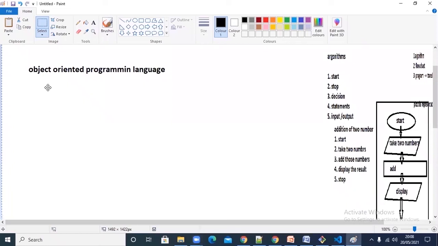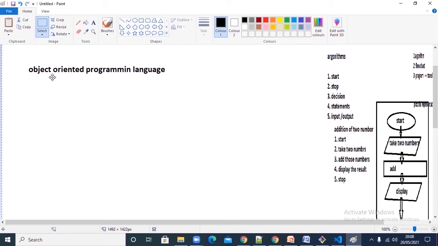Today, what we need to understand is object-oriented programming language. In yesterday's session we covered programming language and how to actually write the program. Generally, we follow these steps: first we write the algorithm, then we go with the flowchart, and then start writing the program. We also discussed what a program is. A program is nothing but translation of an algorithm into computer language. An algorithm is always in human language, and a program is in computer language, right?